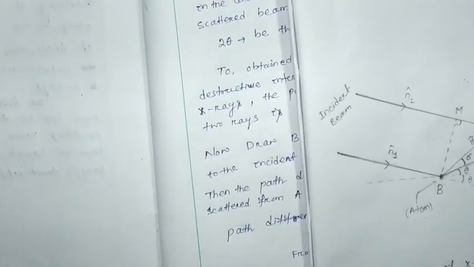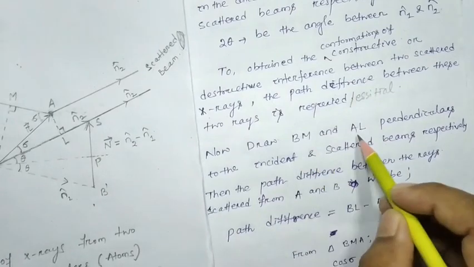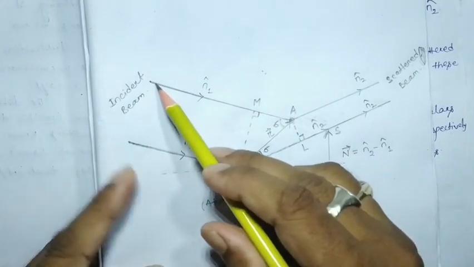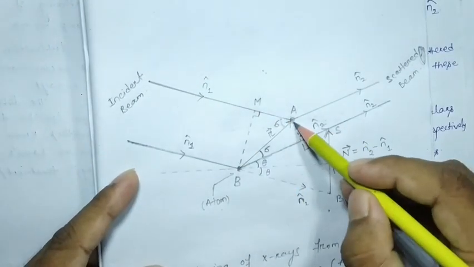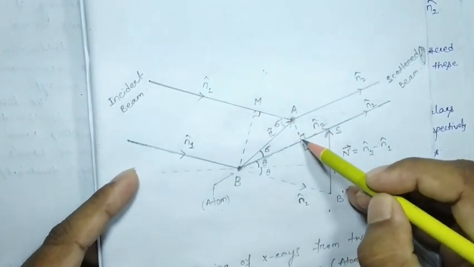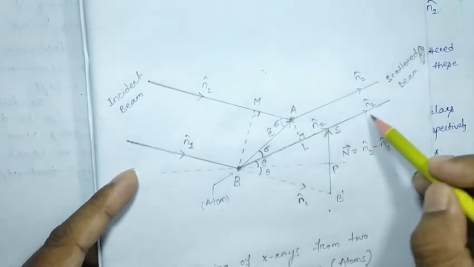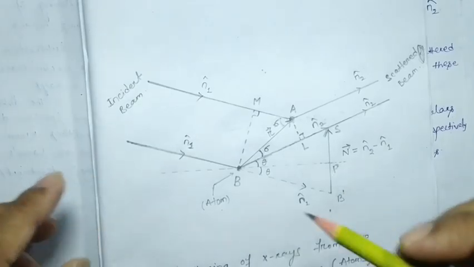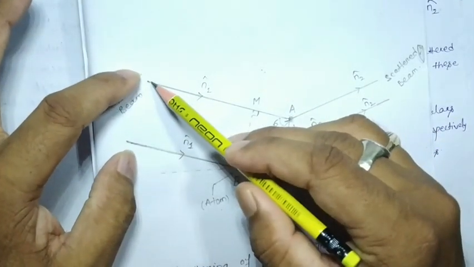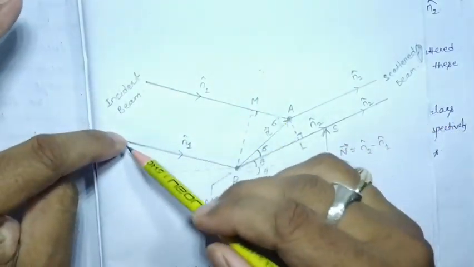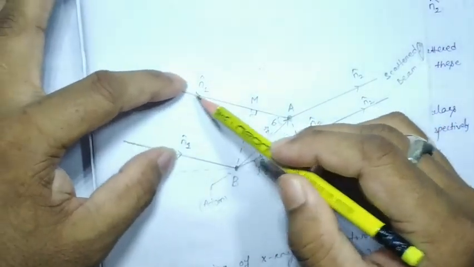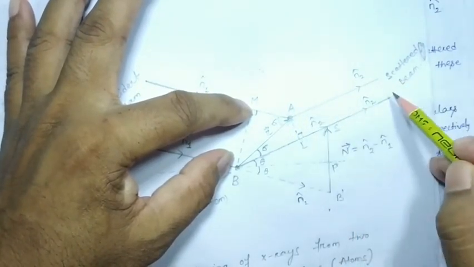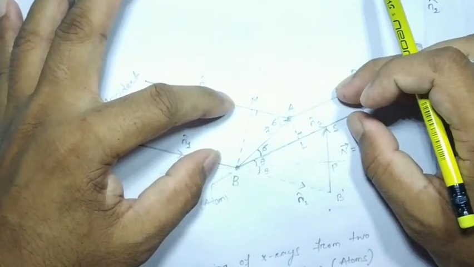So now here, BM and AL. BM is a perpendicular I have drawn on the incident ray, and AL is another perpendicular I have drawn on the scattered ray. Now for these two rays, up to this point and this point, they have travelled the same distance. And from A onwards, from L onwards, these two rays also travel the same distance.